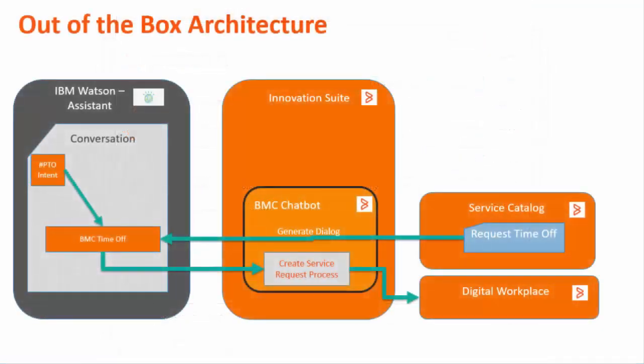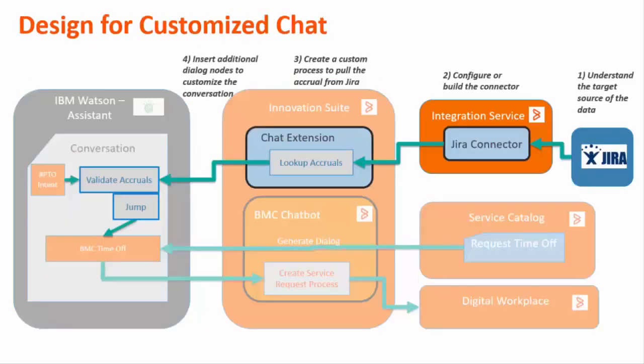The main components of the architecture are IBM Watson with a conversation generated by BMC Chatbot, based in turn on the Digital Workplace catalog. How would we change this in order to inject our own flow? We note that the data is back in Jira, and that has to be fetched somehow using a connector into Innovation Suite, and that is integrated into IBM Watson as an element of the conversation. So where do we start?